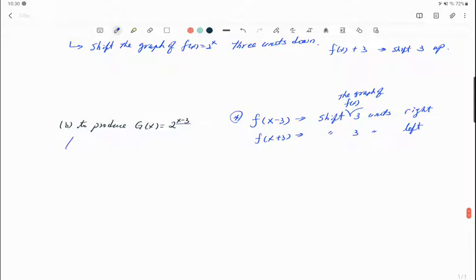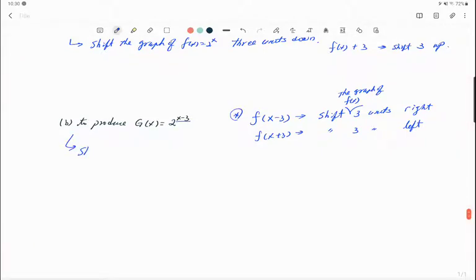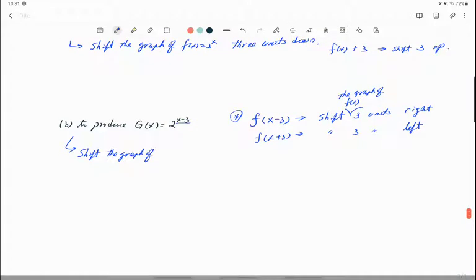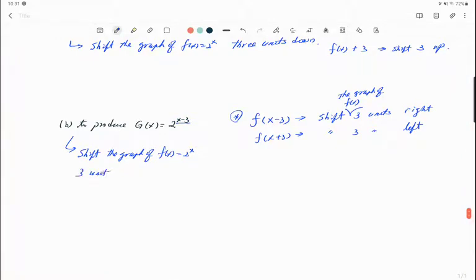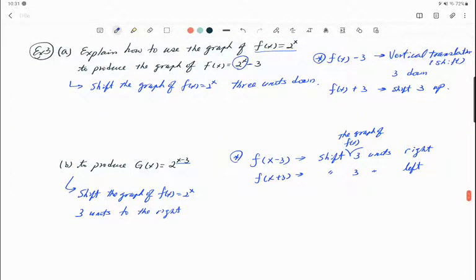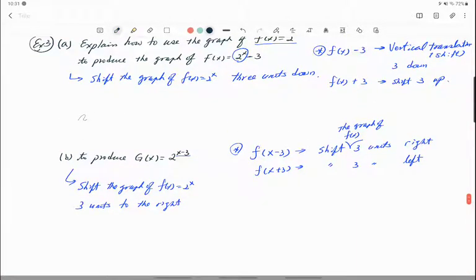So this is the graph of what? We're going to shift the graph of f of x, which is 2 to the x. How many units to the right? 3 units to the right. That's it. So let's graph it.